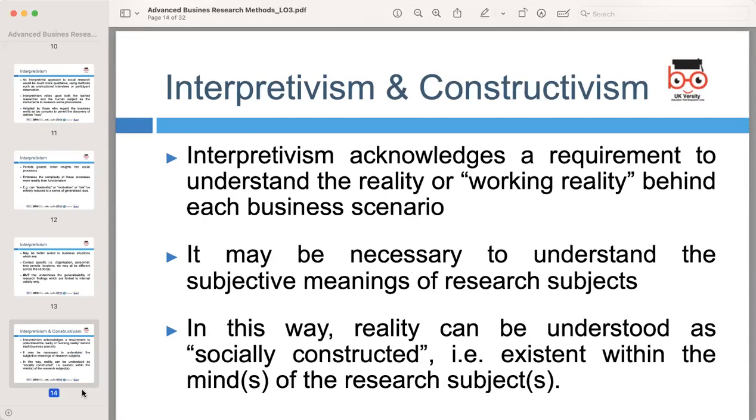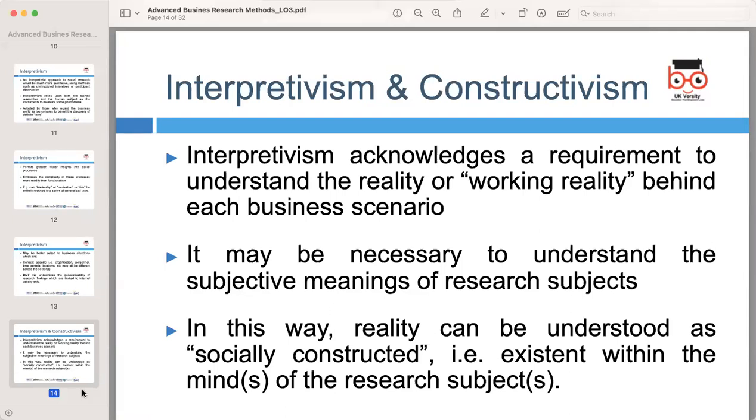Interpretivism and constructivism. Here we'll discuss these two approaches and how they relate to understanding the reality behind business scenarios. Interpretivism recognizes the importance of comprehending the reality or working reality of each business situation.